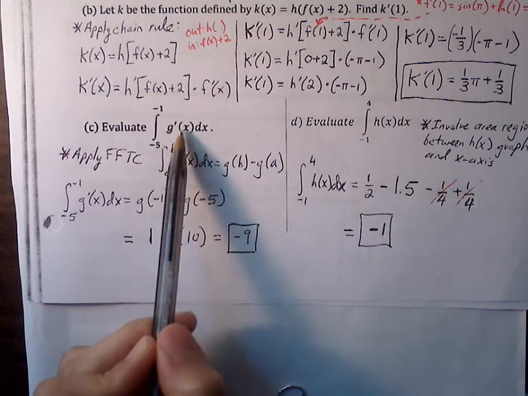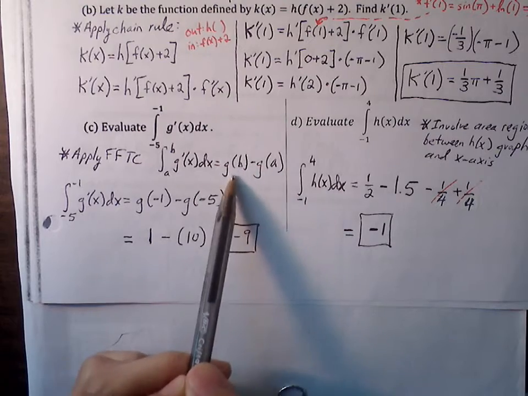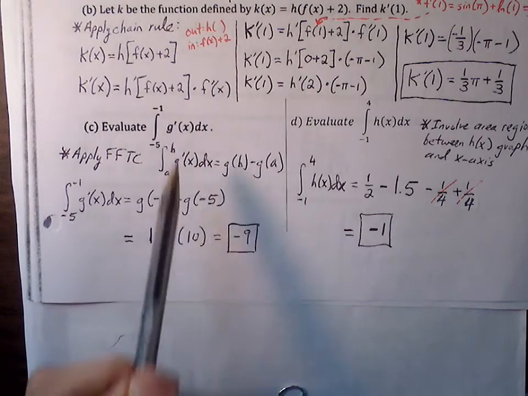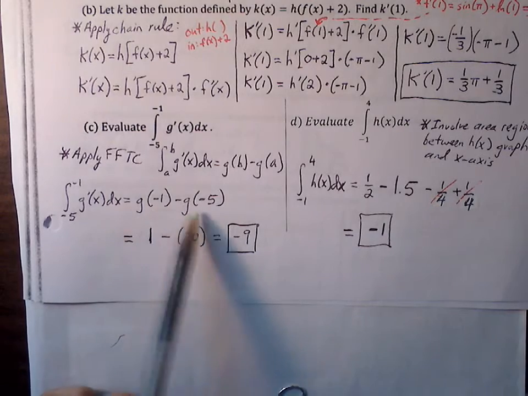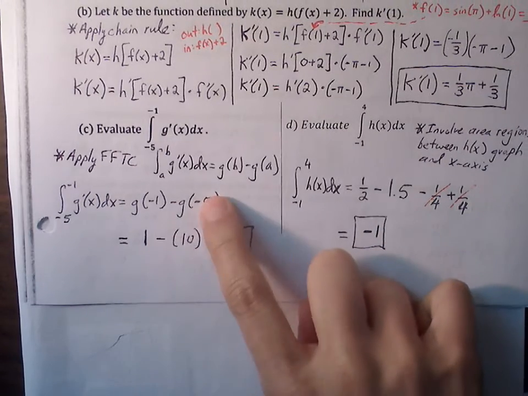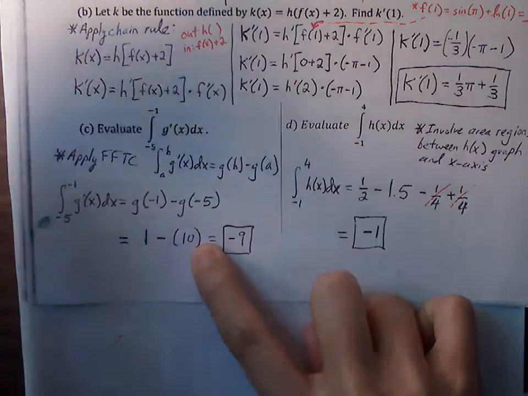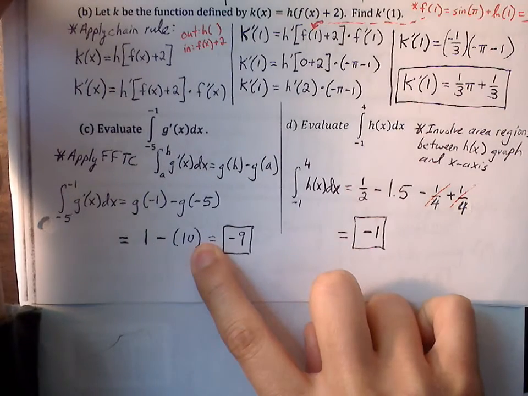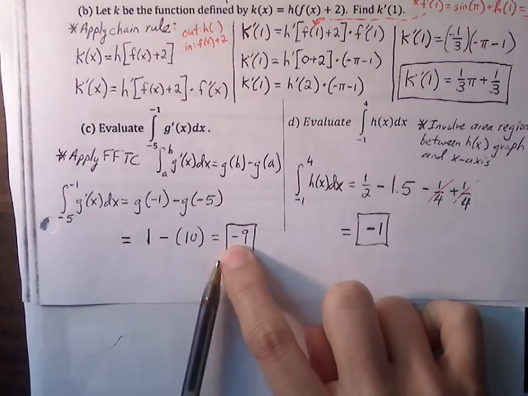So g prime is going to move its way up to g of x, and we can plug in our upper and lower bound. So for this problem here, our upper bound is negative 1, our lower bound is negative 5. So once we make that evaluation, then we can look at our table. G of negative 1 is just 1. G of negative 5 is just 10. So 1 minus 10 is negative 9, so that's our answer.